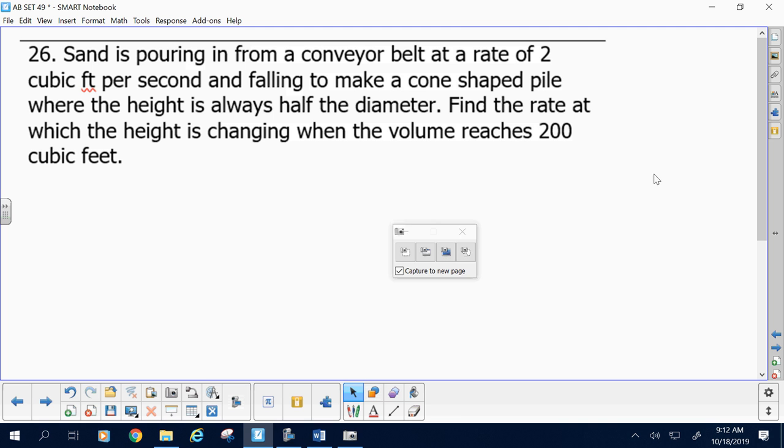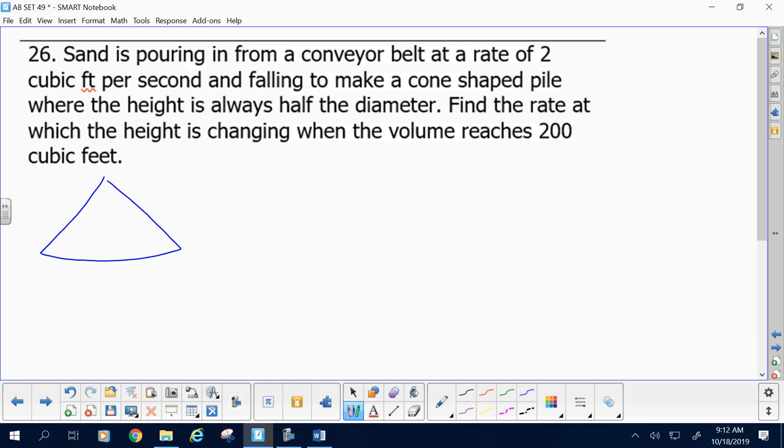All right, so here we go. I guess you could say this is a known picture, but I'm going to draw it anyway. So we got a cone of sand with a radius and a height, yeah? All right. Sand is pouring in at a rate of, there's that key word, rate. Look at the units. Tell me what's given in calculus. dV dt is positive or negative? Positive 2 cubic feet per second, yeah?